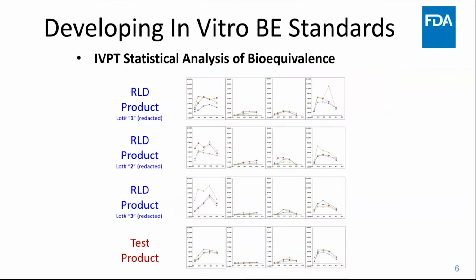And this graph shows such flux profiles in cases where we have 3 different lots of the same RLT product and 1 test product. So every row will represent a different product, and every column will represent a different donor. And what is important to observe here is that we may have different behavior for one donor compared to the other donors. However, we have a consistent behavior across the different products for the same donor.